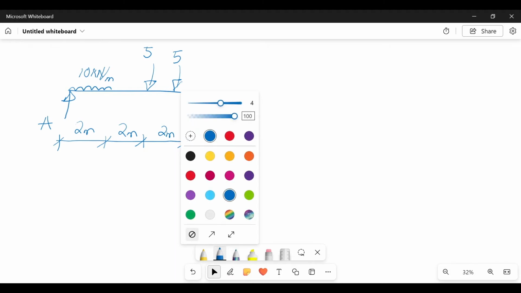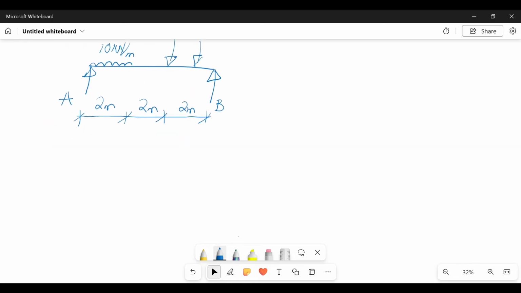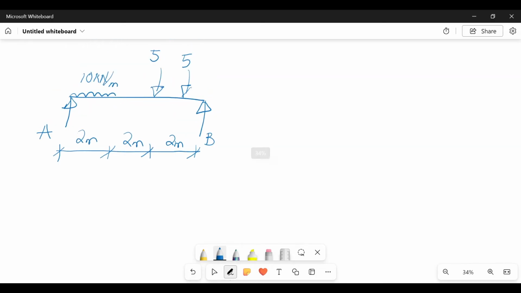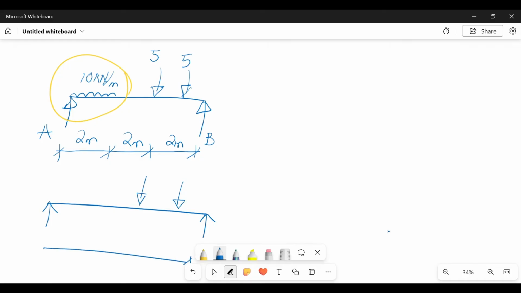Remember, step 1: when you're dealing with something that looks foreign, you make it look like what you know. Already we can see the pink elephant in the room is that UDL. It complicates life for us. Previously we said you can turn that UDL into a point load so that it's easy to calculate. The other point loads remain the same.